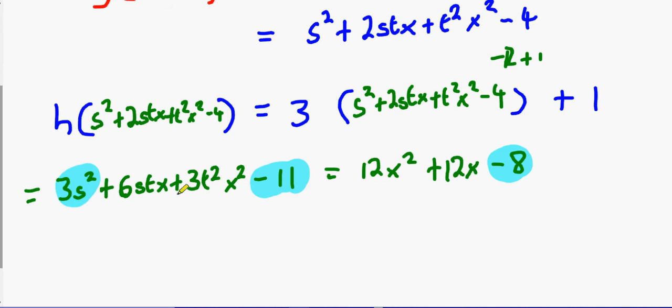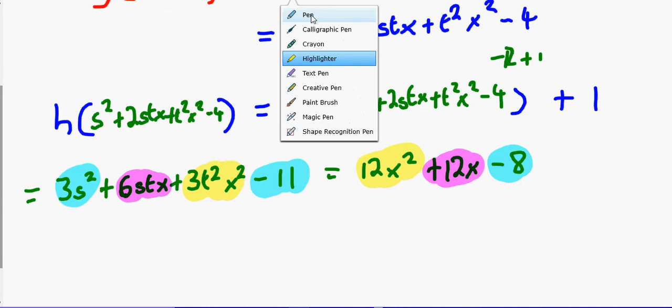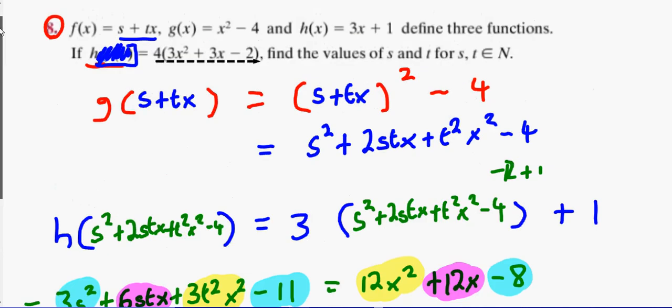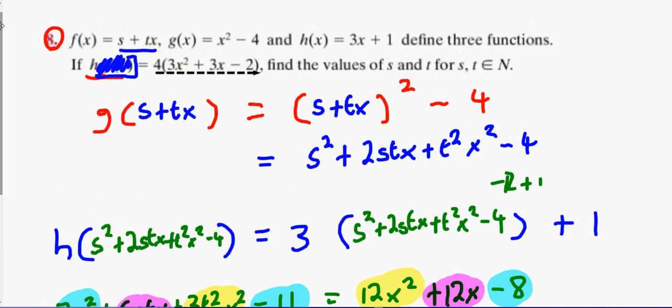The 6stx has to be the same as 12x. And finally, the 3t squared x squared has to be the same as 12x squared. They're paired off. Okay? Now, there is one issue here. Does it say value or values? Values. However, they're only allowed to be an element of the positive numbers. And what does that do? Eliminates all negative answers. Any negative answers are now not allowed.